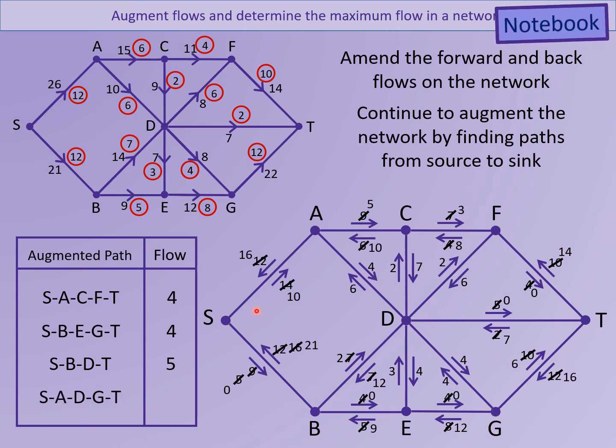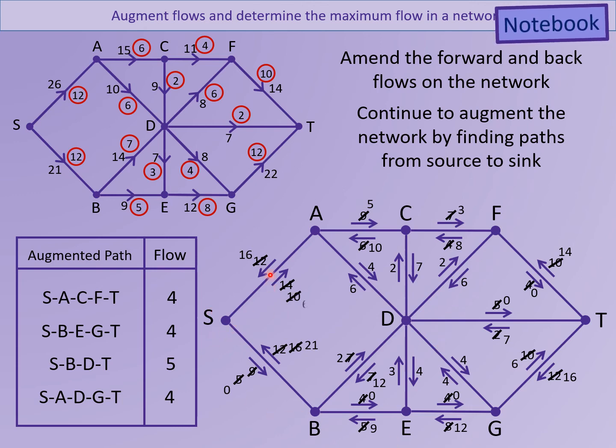So I'm doing S to A to D to G to T. And if I did that, I could flow 10 up there. Still got 10 left. That's good. 4 here, so I'm restricted down to 4. 4 here, so I'm restricted to 4. And I can definitely flow at least 6 through there. So another flow of 4 through that network.